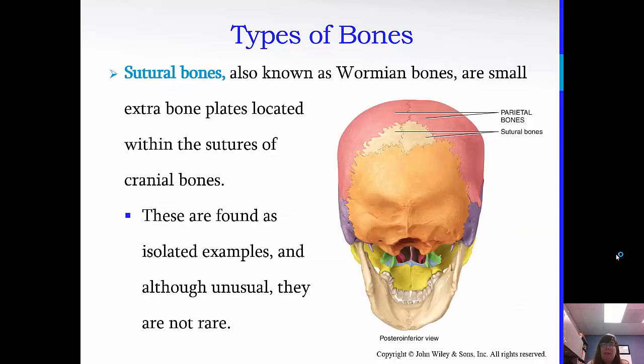Sutural bones are also known as Wormian bones. They're basically extra bone plates located within the sutures of the cranial bones. As you can see in the picture there, a couple of sutural bones between the parietal and occipital bones. These are isolated examples. They're unusual, but they're not rare.